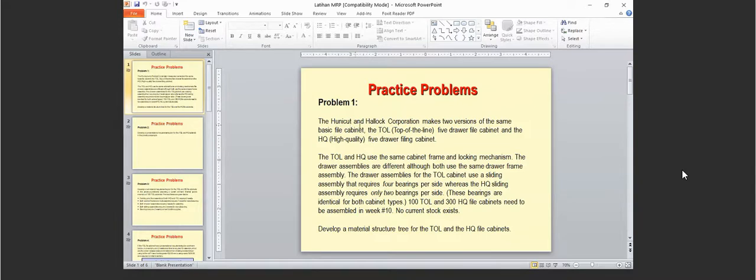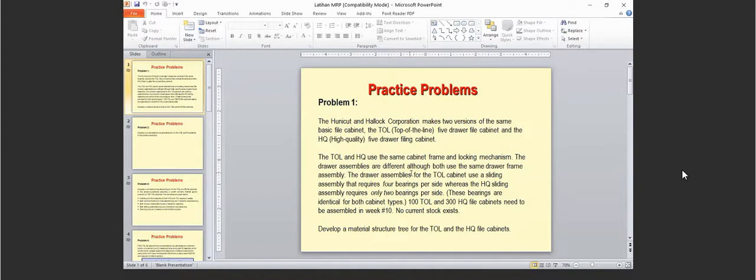The Honeycat and Hellog Corporation makes two versions of the same basic file cabinet: the top of the line, five drawer file cabinet, and the HQ high quality product with the five drawer filing cabinet. The Tool and HQ use the same cabinet frame and locking mechanism. The drawer assemblies are different, although both use the same drawer frame assembly.